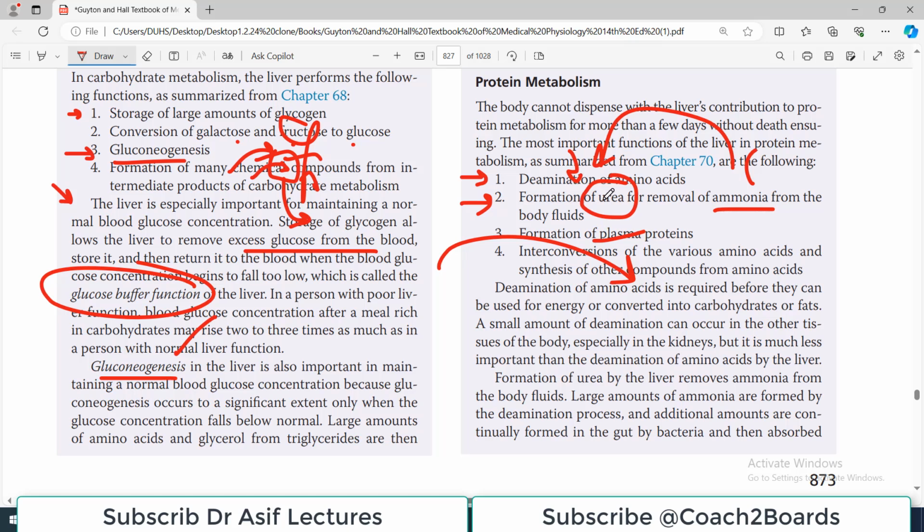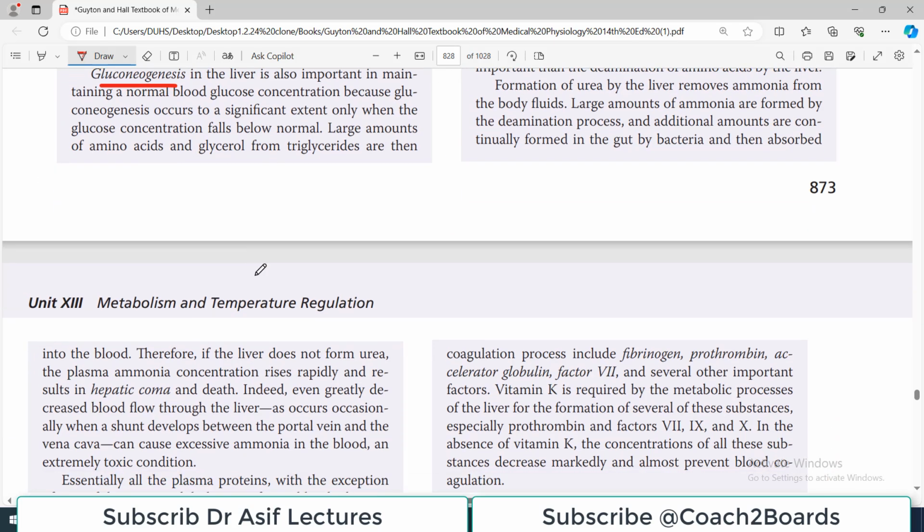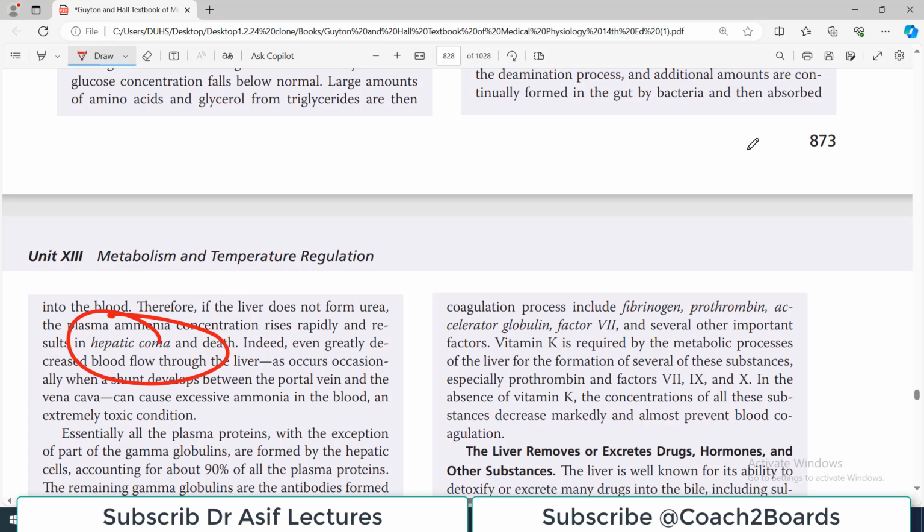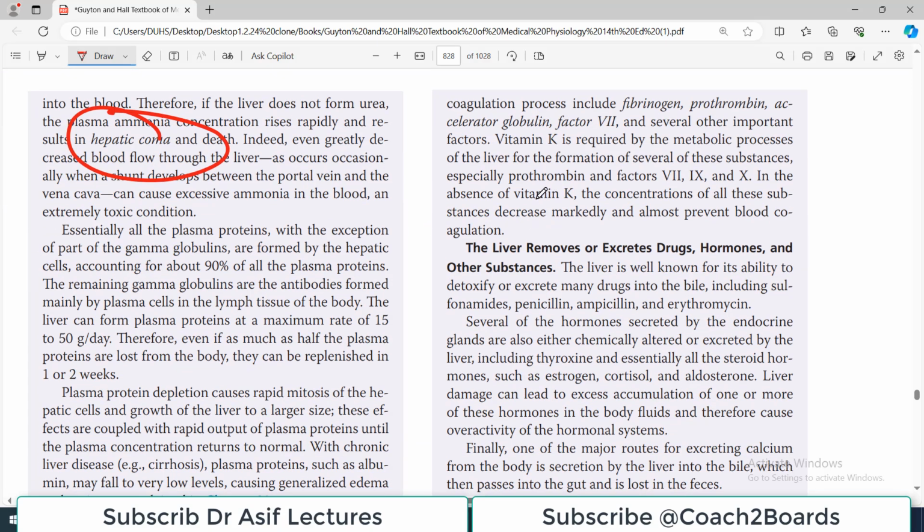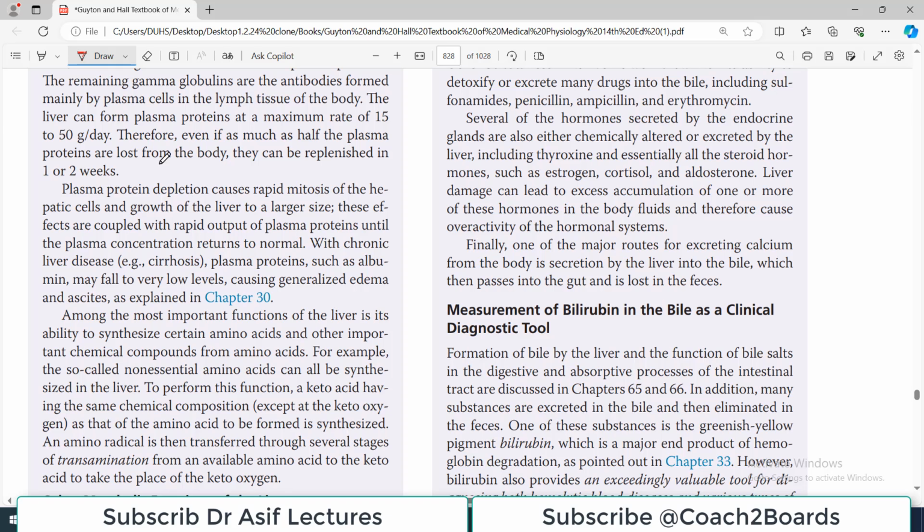If we talk about urea, if the liver is cirrhotic, for example, the liver is not able to convert ammonia into urea, so levels of ammonia go high and the person goes into hepatic coma. So in cirrhosis, hepatic coma is a very, very common phenomenon. Similarly, if fibrinogen is not being made or albumin is not being made, then there will be generalized edema if there is no albumin. If fibrinogen is not available, then there will be problems with clotting.